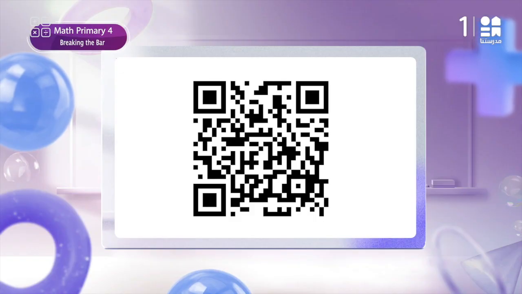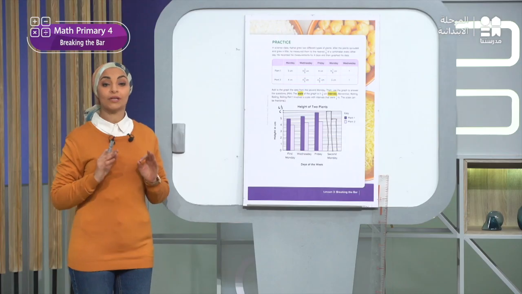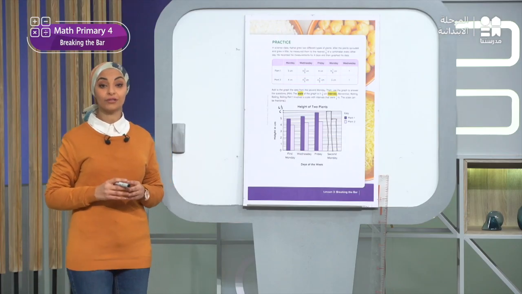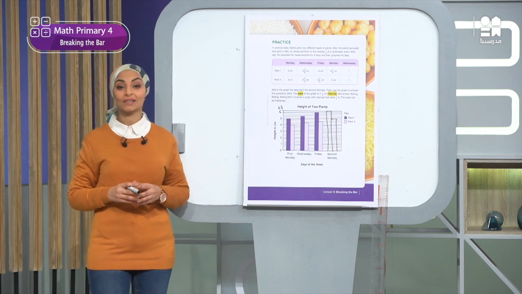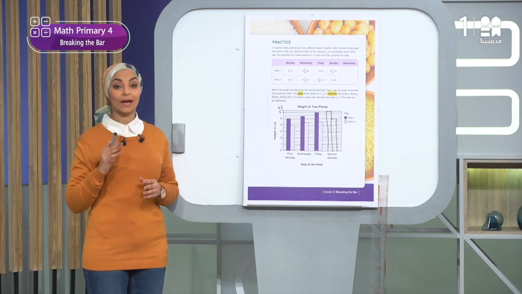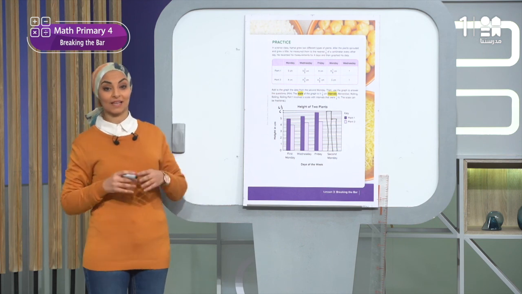Now I want you to scan the code in front of you, which will take you to the form. You need to choose your favorite food from the 5 different types. What do you think we will do with the data we will collect? We will get to know that in our next lesson.